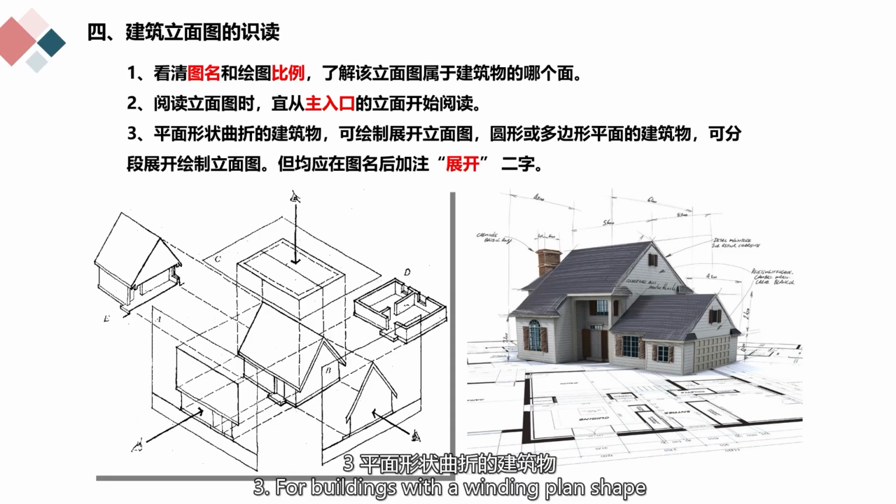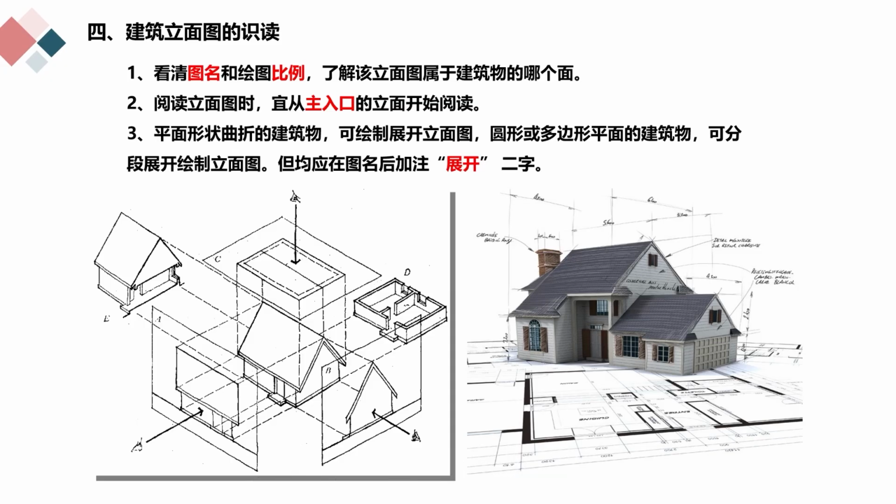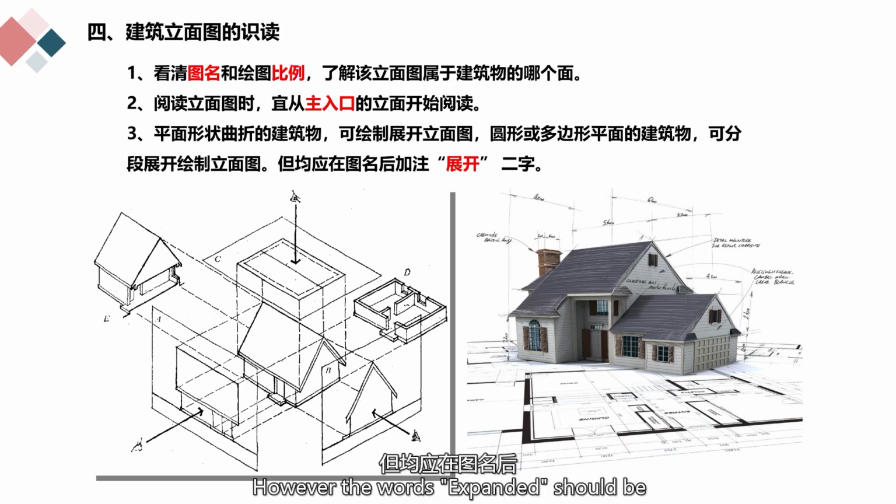Third, for buildings with a winding plan shape, an expanded elevation can be drawn. For buildings with a circular or polygonal plan, the elevation can be drawn in segments. However, the word "expanded" should be added after the drawing name in both cases.